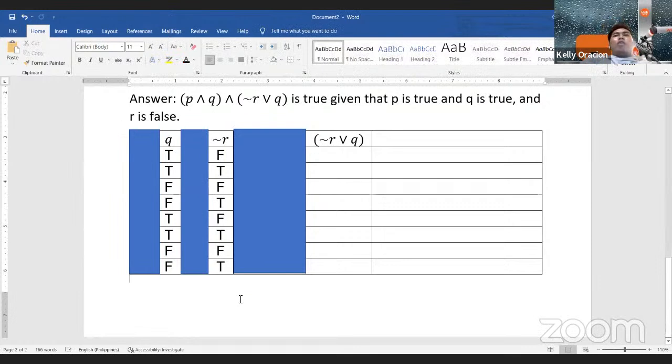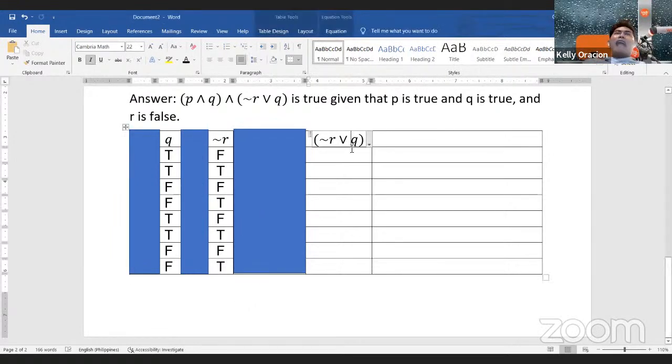Okay? So, fixed na. The given variables are negation of R and Q. So, we are going to determine the truth value of this one. And this statement is a disjunction, right? This statement is a disjunction because the connective being used is or. It's the symbol V. It's or.